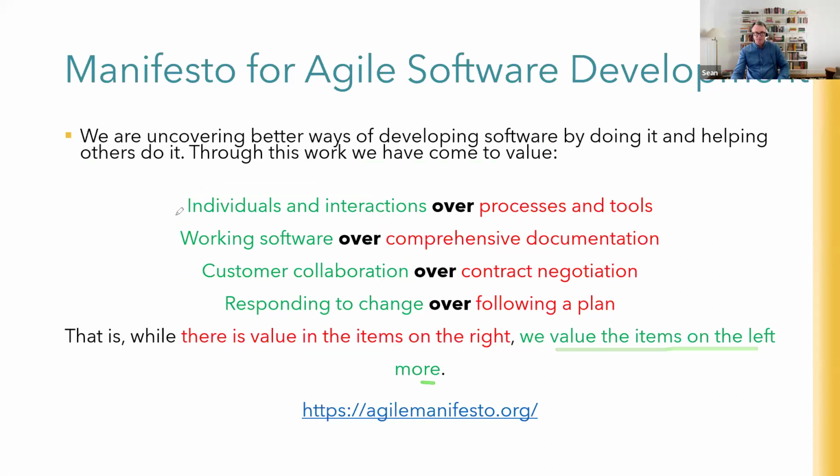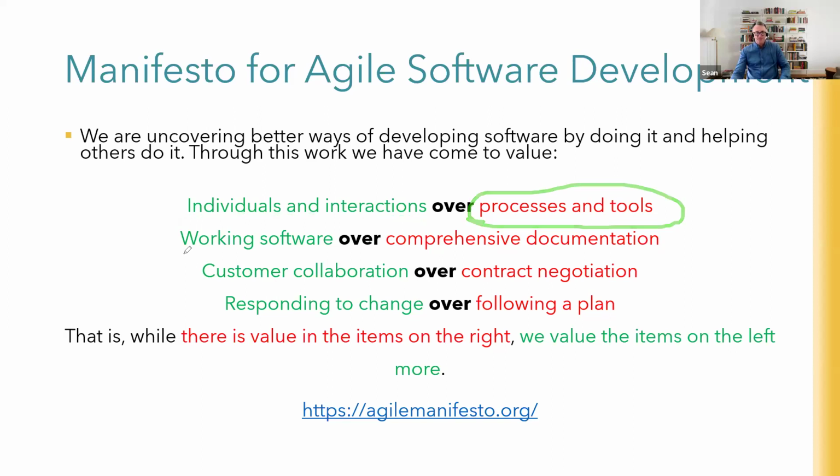So they value individuals and interactions over processes and tools. That doesn't mean they don't have processes and tools. I'll often have somebody say, oh, we don't do cost estimating because we're doing Agile. No, not an excuse. They just value high-performing teams working together to deliver value continuously over excessive processes and tools.